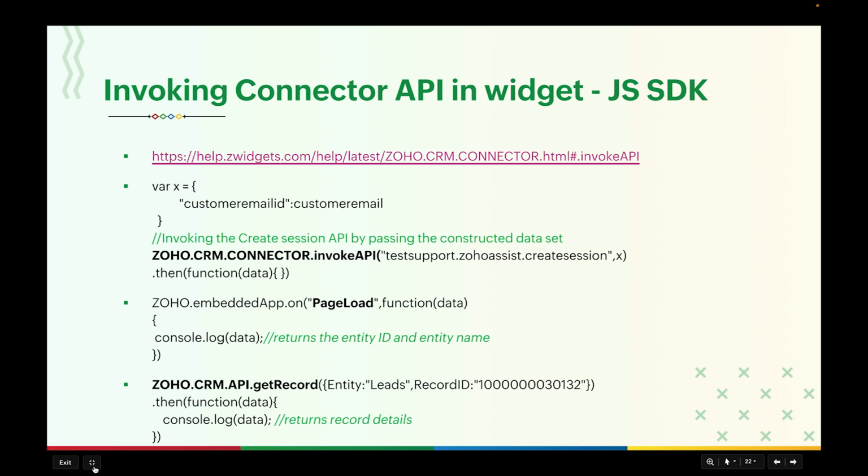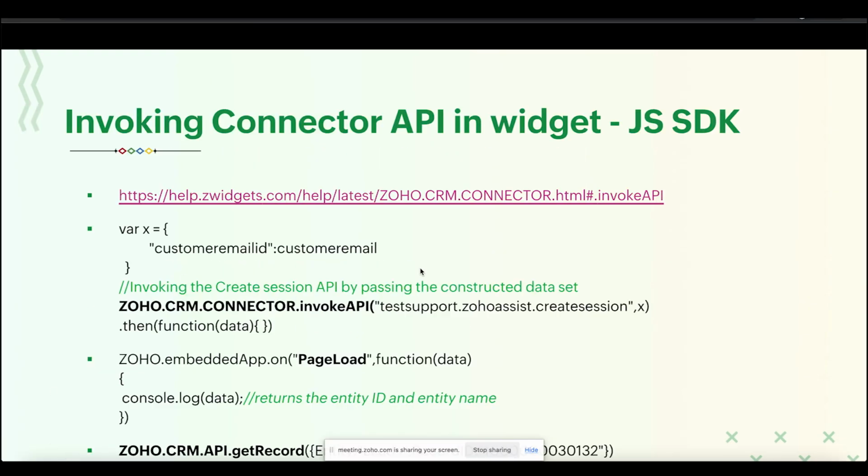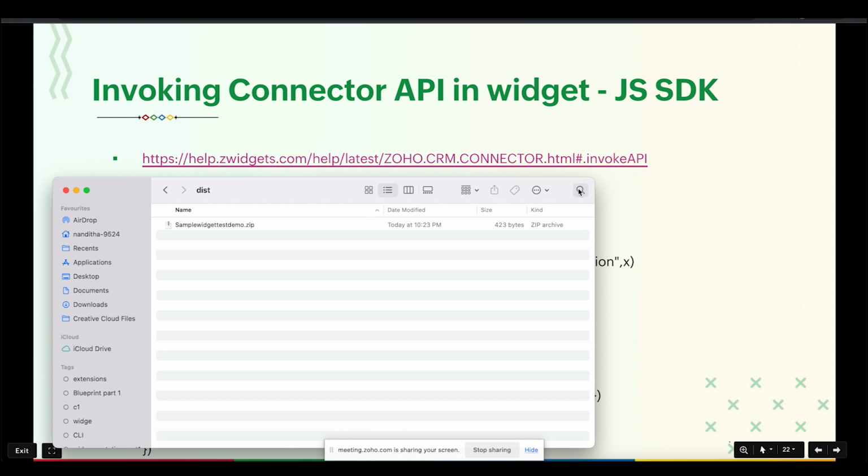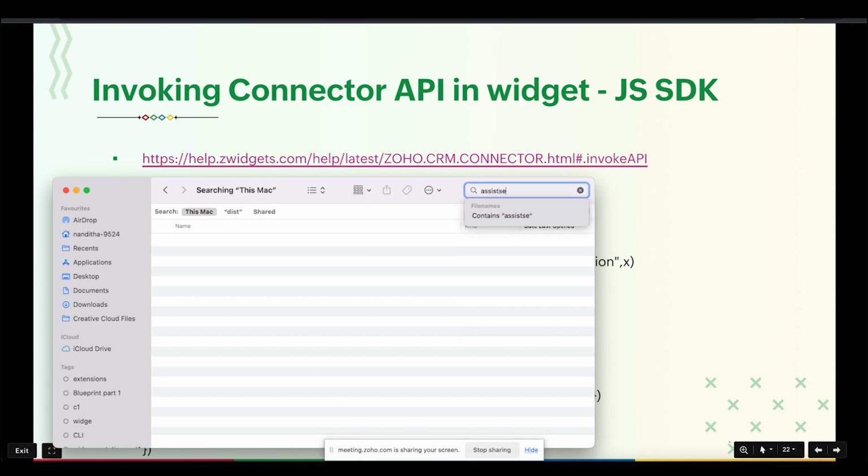So let me show the code that we have done over here. Using the steps that I had mentioned earlier, with the z-init command, z-validate and z-pack, I've already created a widget project which is called Assist session. So this is the widget project that I've already created.